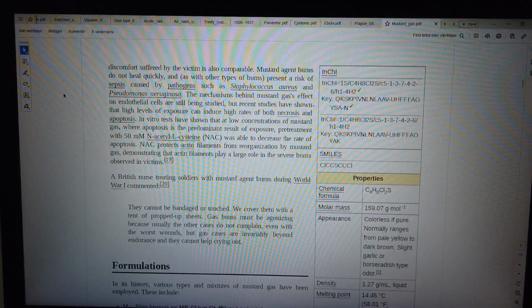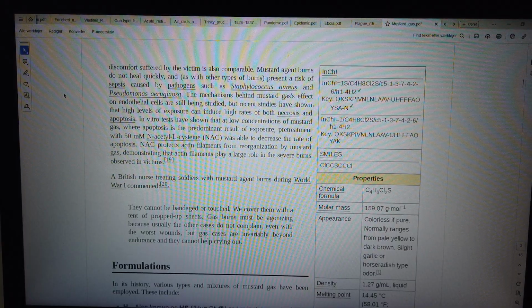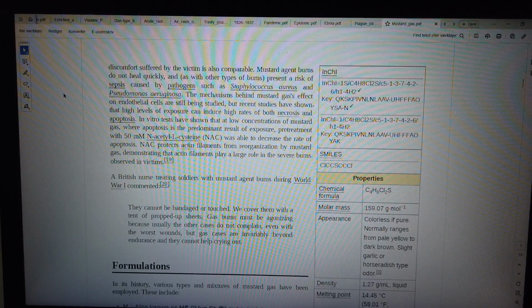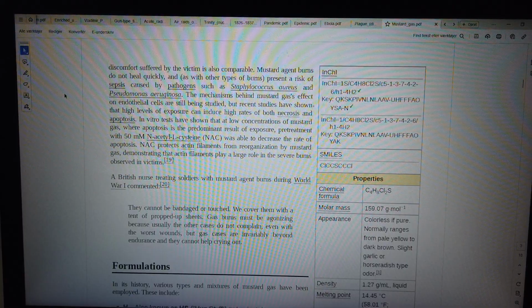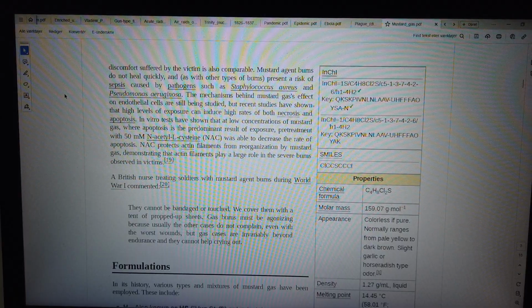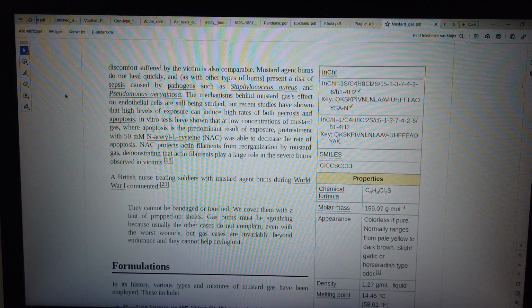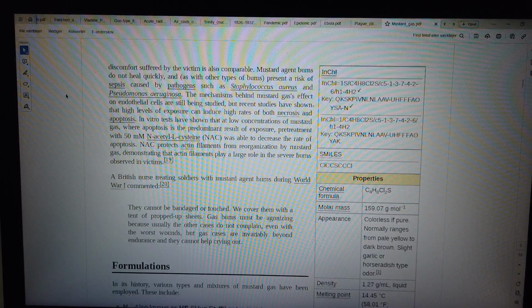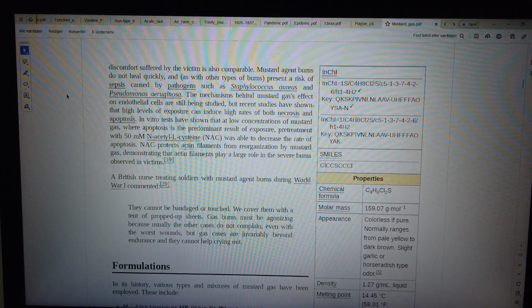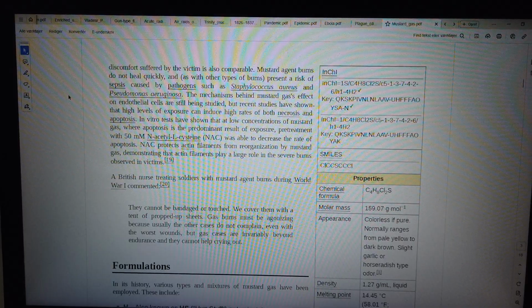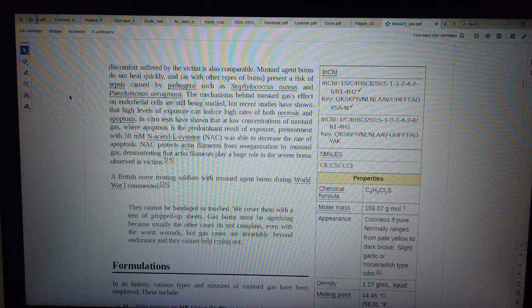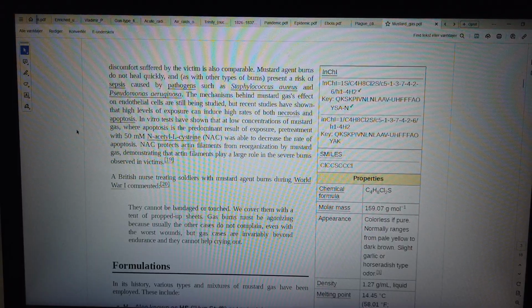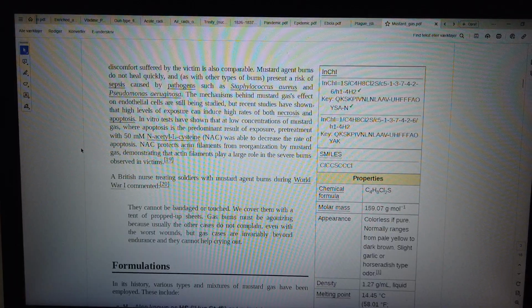The mechanisms behind mustard gas's effect on endothelial cells are still being studied, but recent studies have shown that high levels of exposure can induce high rates of both necrosis and apoptosis. In vitro tests have shown that at low concentrations of mustard gas, where apoptosis is the predominant result of exposure, pretreatment with 50 mM N-acetyl-L-cysteine, NAC, was able to decrease the rate of apoptosis. NAC protects actin filaments from reorganization by mustard gas, demonstrating that actin filaments play a large role in the severe burns observed in victims. 19.